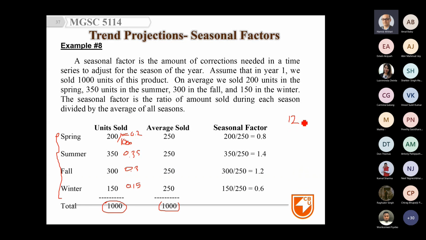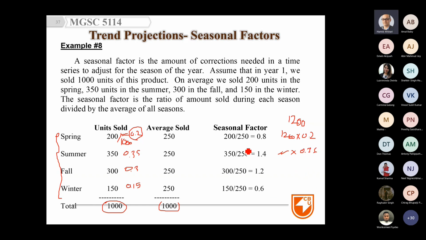Okay. So if I tell you that based on trend projection, I have found that next year I'm going to sell 1,200 jackets. Can you tell me how much I will sell in spring? So what should I do? You multiply it by the seasonal factor. Exactly. So it will be 1,200 multiplied by 0.2. Perfect. And then this one multiplied by 0.35, up to the very last one.